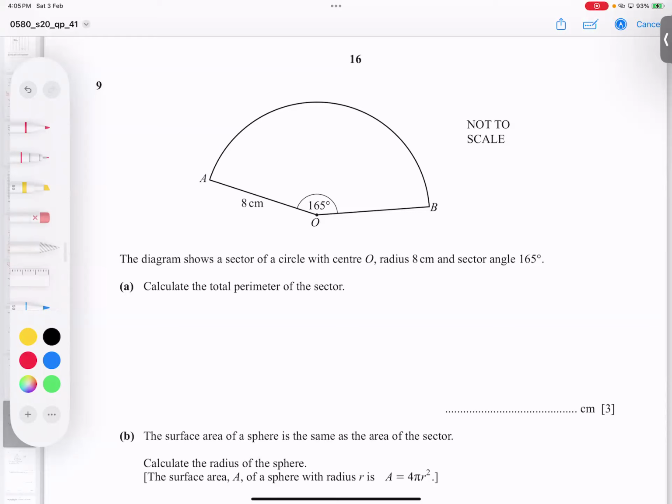Question number 9: total perimeter of the sector. He said total perimeter of the sector. What is perimeter called? Outer boundary. This is the arc length plus radius plus radius. If you add them all, we get the perimeter. So one part is very clear. So I'm writing the perimeter formula.